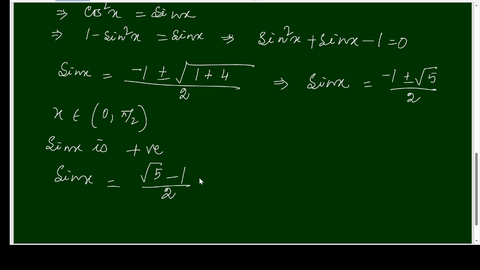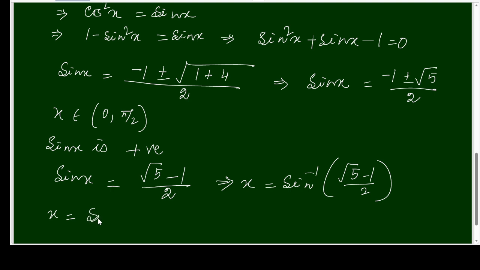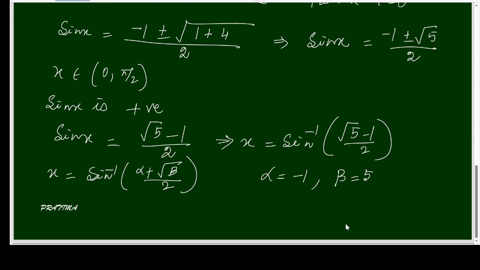This is the answer. Now we will compare: x equals to sine inverse of root 5 minus 1 over 2. But in the question it was given that the solution is sine inverse of alpha plus root beta by 2. So comparing these two, I'll get alpha equals to minus 1 and beta equals to 5. So what will be alpha plus beta? Alpha plus beta equals to minus 1 plus 5, that equals to 4. So 4 is the answer here.